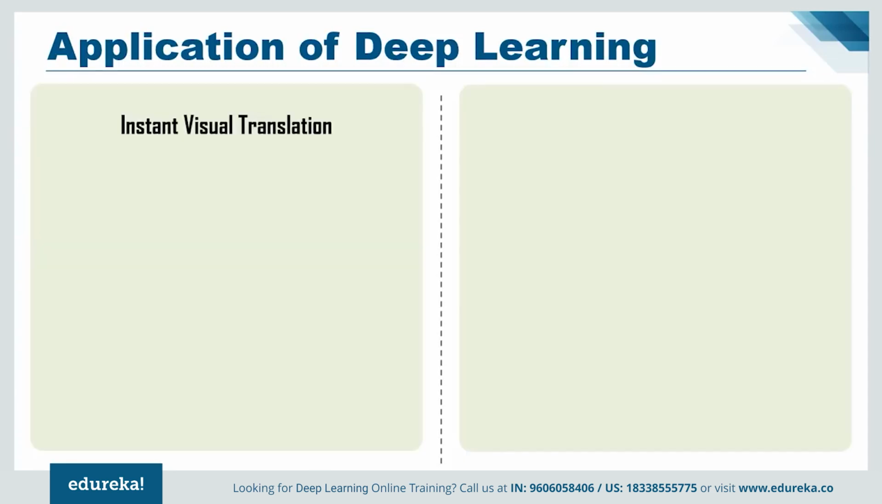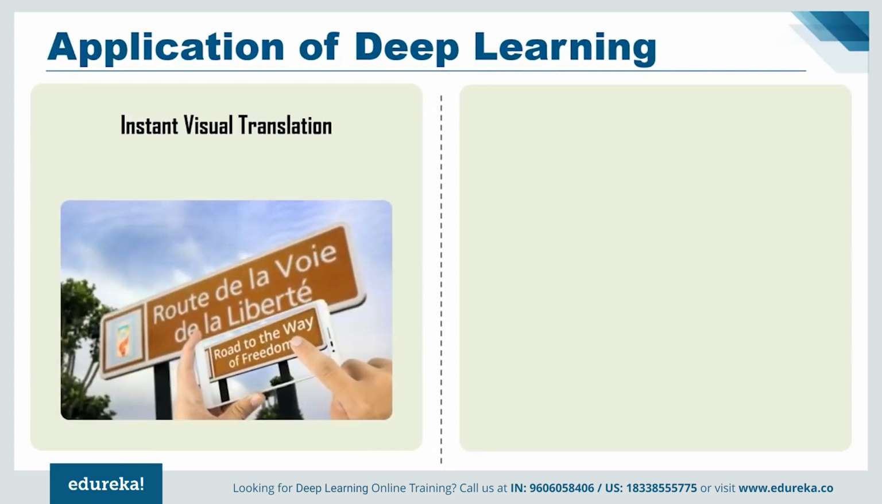Next, we have instant visual translation. As you know, deep learning is used to identify images that have letters and where the letters are in the scene. Once identified, they can be turned into text, translated, and the image recreated with the translated text.